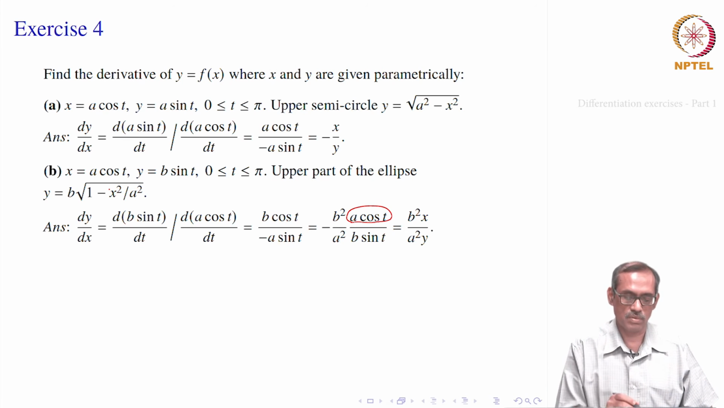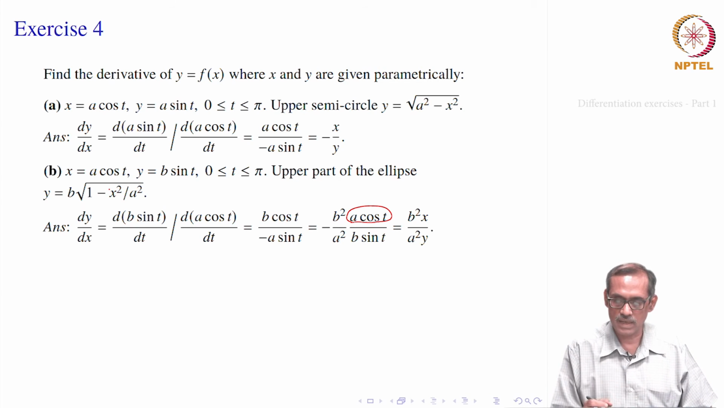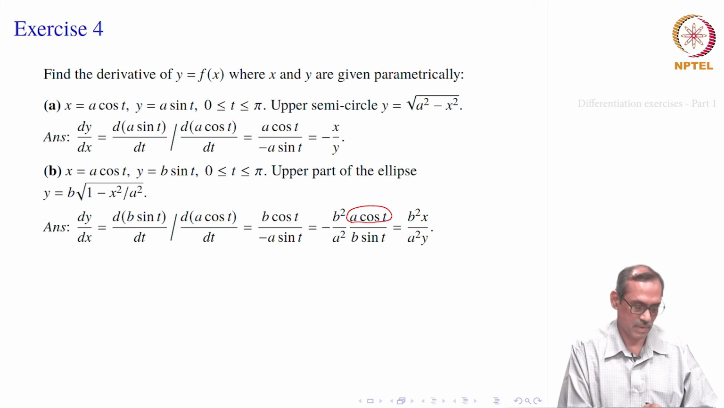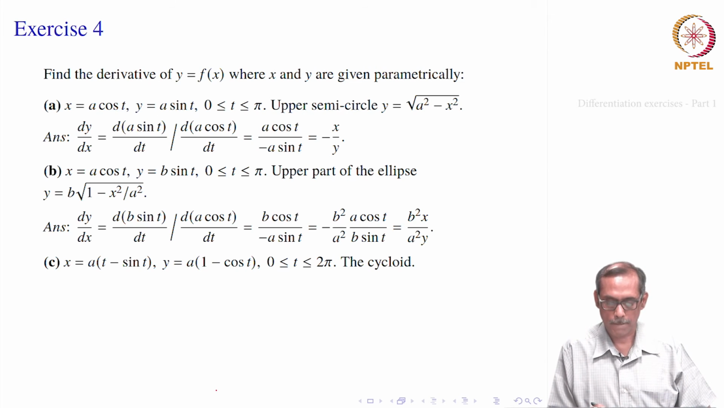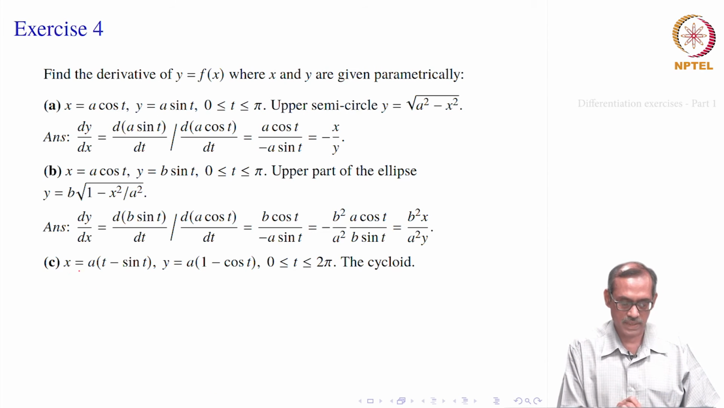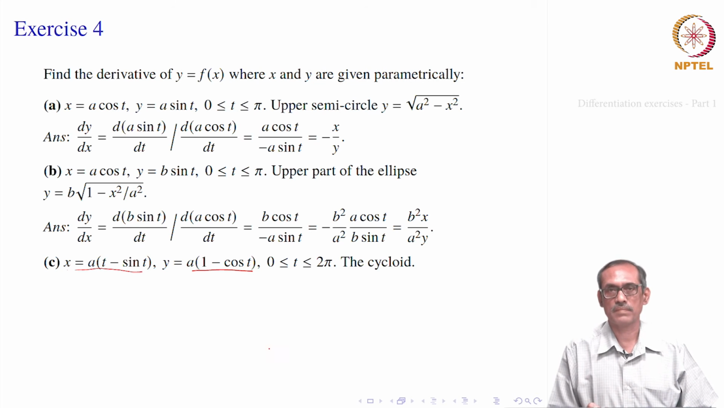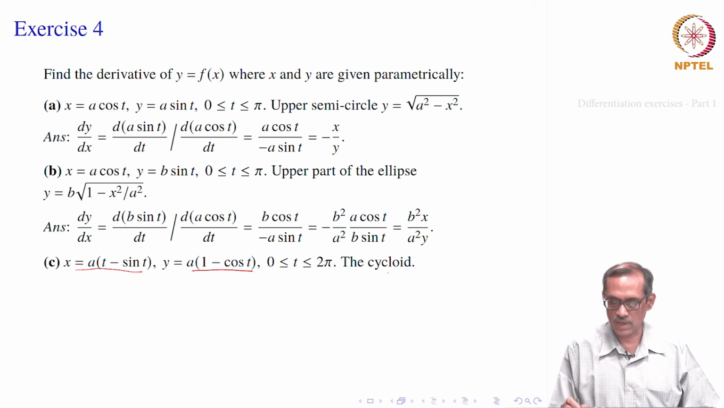Of course, you can also do y equal to f of x directly as earlier for the case A, you should get the same answer. We have the third problem under this, where our parametric equations are x equal to a times t minus sin t, y equal to a times 1 minus cos t, where again t varies from 0 to 2 pi. So, this is called a cycloid.